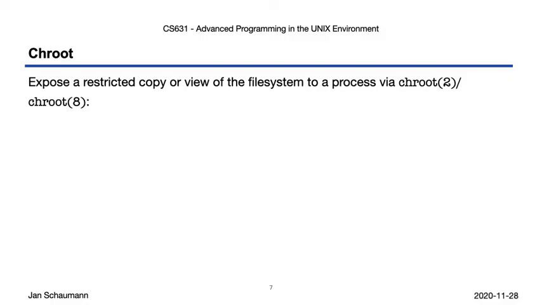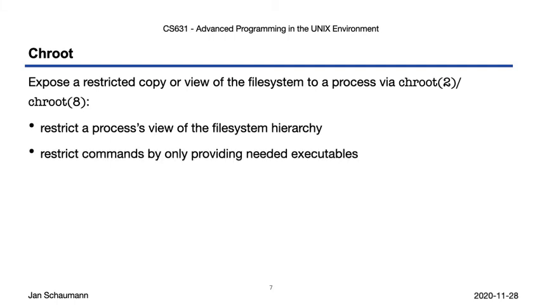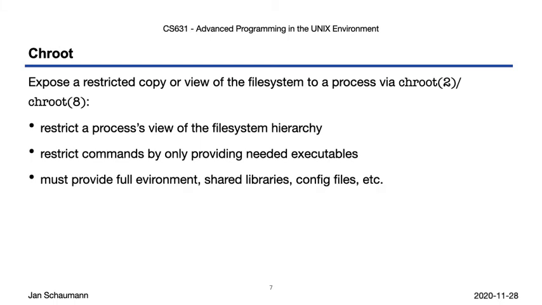Ok, so a chroot allows us to expose a restricted copy or view of the file system to a process. This lets you restrict the process's view of the file system hierarchy, and restrict which commands can be run by only providing the needed executables. But for this to work you must provide a full environment: shared libraries, config files, etc. Again, this is a bit of work, and you can easily make mistakes here, so be careful to only provide what you really need.